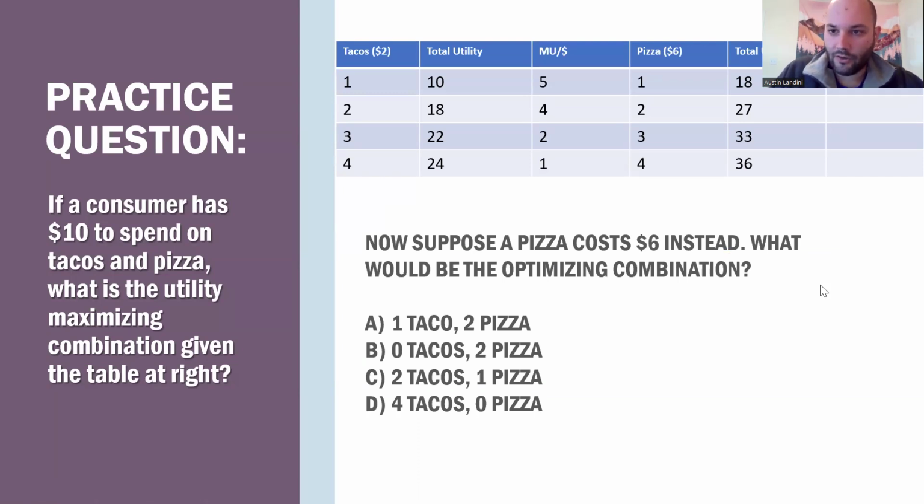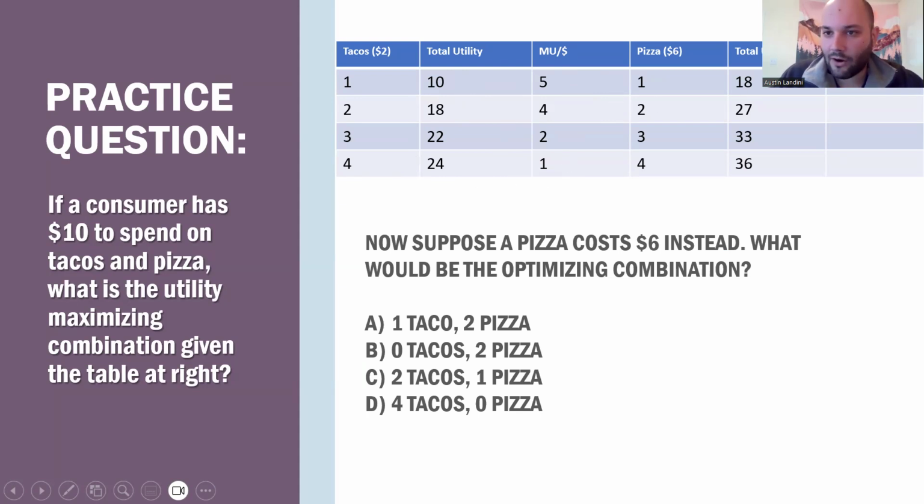All right, so here's another example problem. Now we've changed the pizza price to $6. What would be the optimizing combination? The consumer still has $10 to spend. So just very quickly, we can go through it. The first taco still costs $2. All of our marginal utilities per dollar have not changed because our utility hasn't changed, our price hasn't changed.